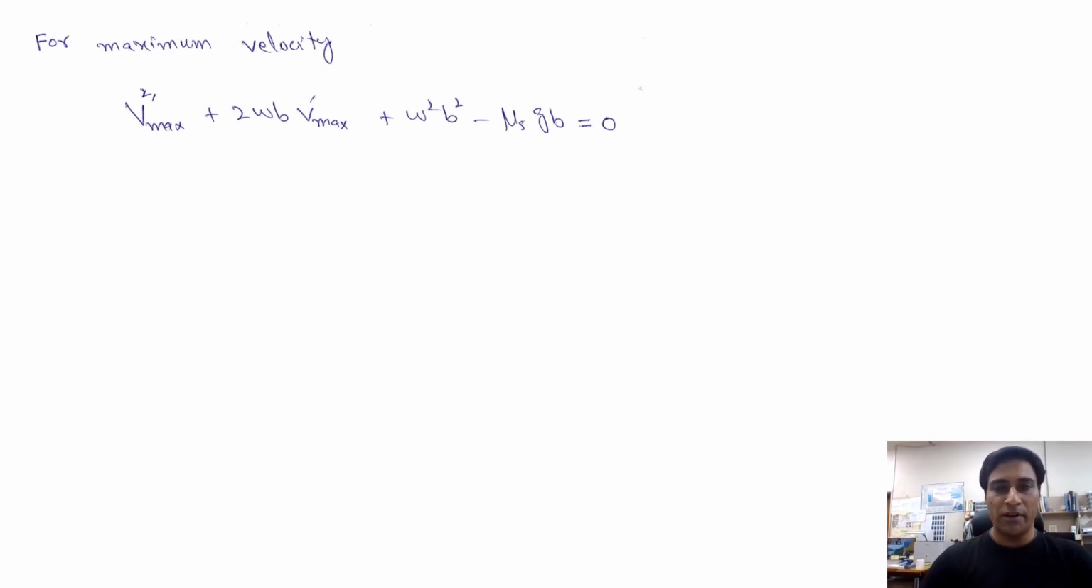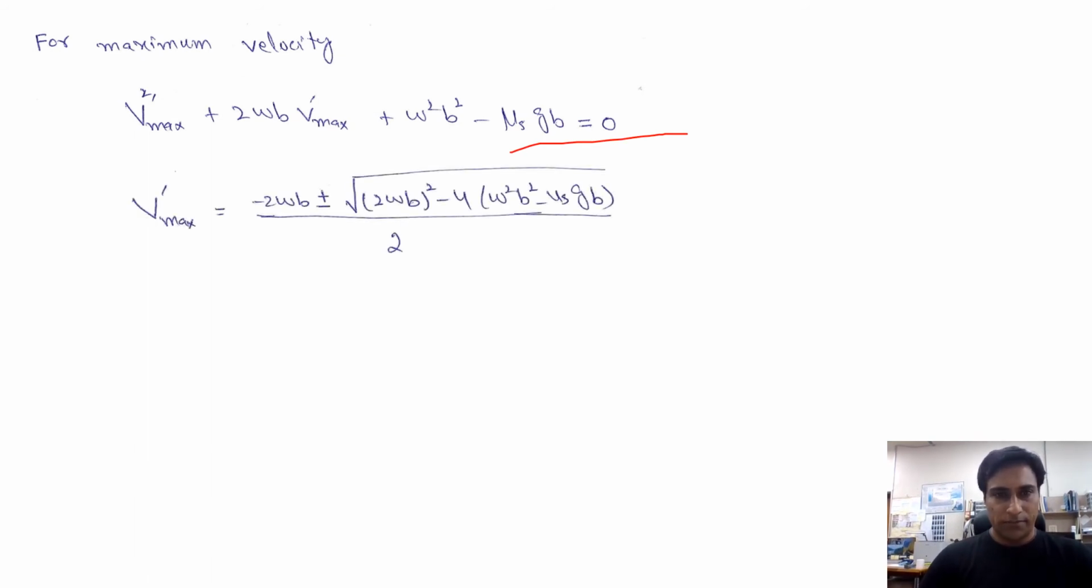Yeah, so we are on this relation. This is the quadratic equation actually. So here v max dash is equal to minus 2 omega b plus minus square root of (2 omega b) square minus 4 into (omega square b square minus μs g b), over 2.